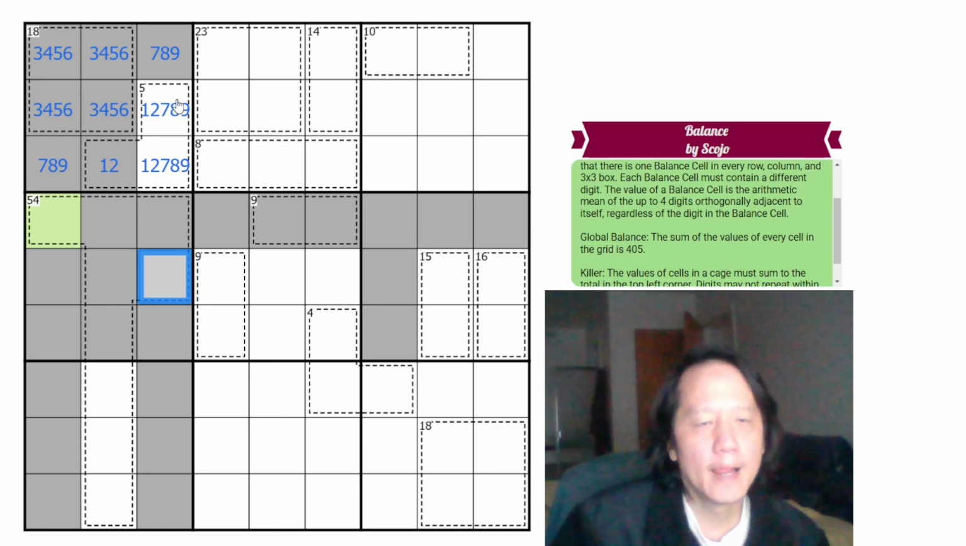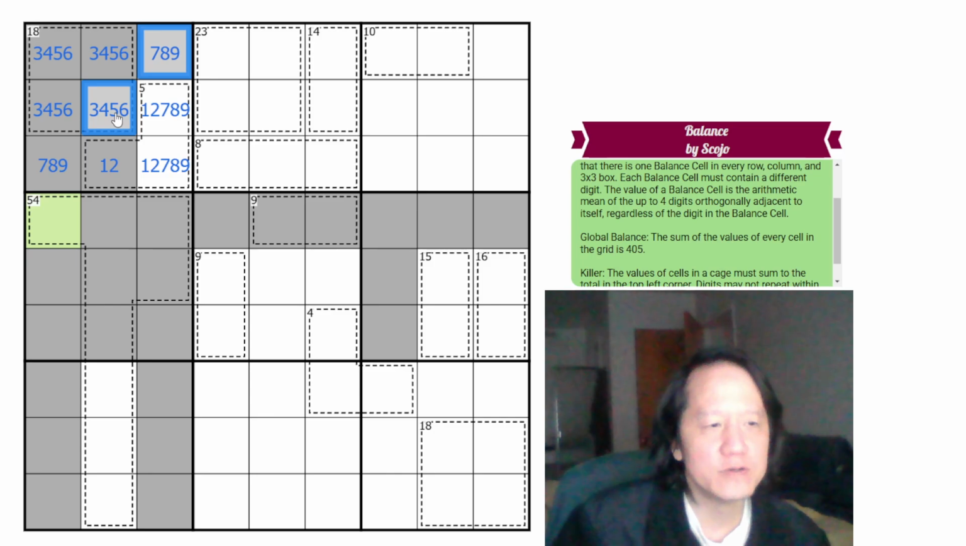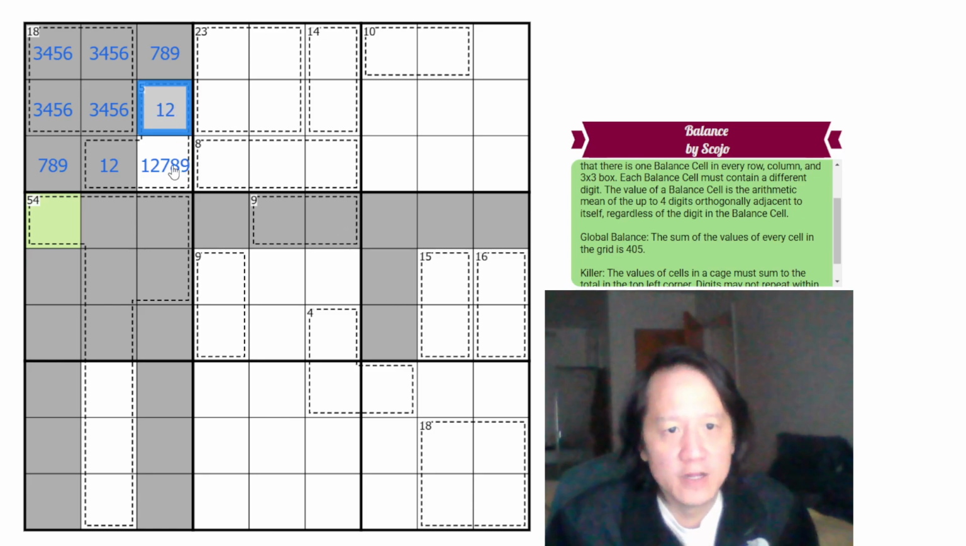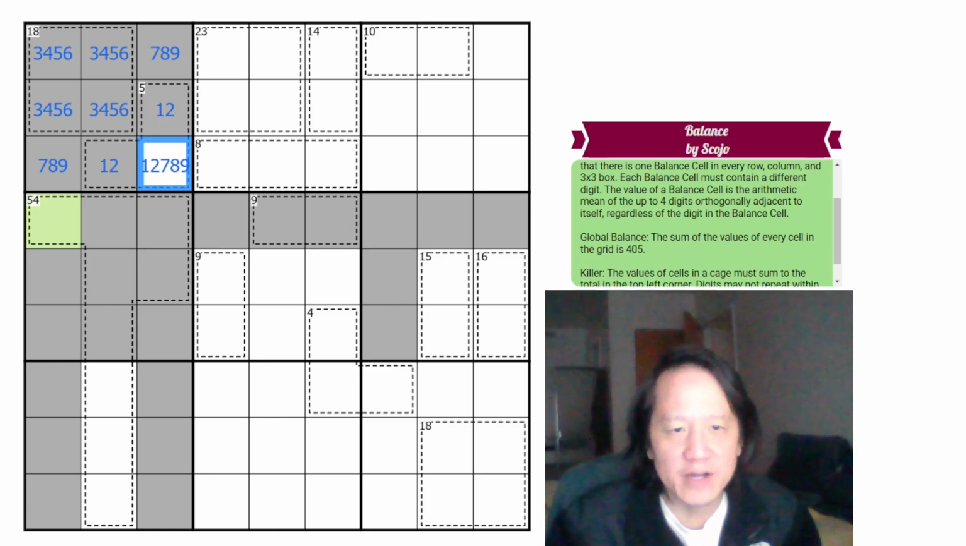So, say this was the balanced cell. What's the minimum of these 2 values? It would be 7 plus 3, which is 10 already. And then 10 divided by 4 is 2.5 at least, which is greater than what we need as 2. Therefore, this cannot be the balanced cell. This has to be a normal cell, which means this is the balanced cell. So this is 1 or 2, which means this is the balanced cell.